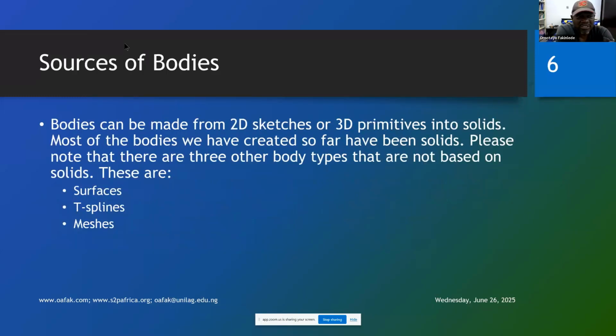Now, sources of bodies. Bodies, as we have noted, can come from two-dimensional sketches or three-dimensional primitives into solids. So a solid is a type of body. Most of the bodies we have created so far have been solids. Please note that there are other body types that are not based on solids. So solids are not the only way to bring bodies into your design. The other types are surfaces. You can bring in bodies through surfaces.